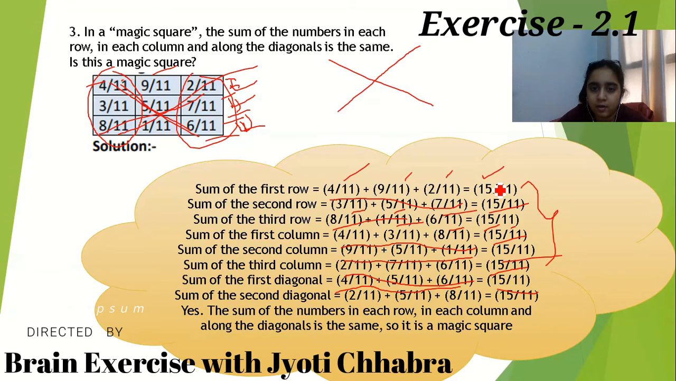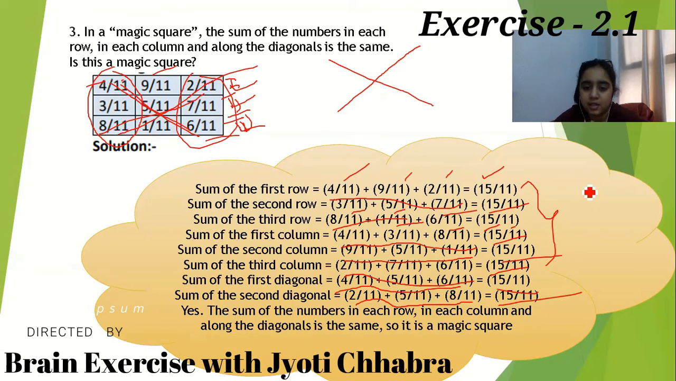When it will become a cross sign of the square, then it is a diagonal. We have two diagonals in this square. So we will add the second diagonal, that is 2 upon 11, 5 upon 11 and 8 upon 11. When we will add these numbers, we will get the answer 15 upon 11. When we add all the rows and columns and diagonals, we get the same answer, that is 15 upon 11.